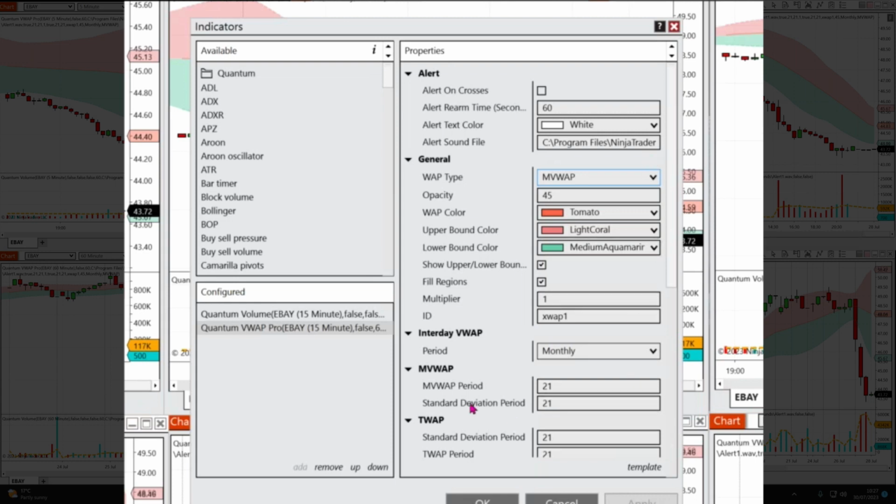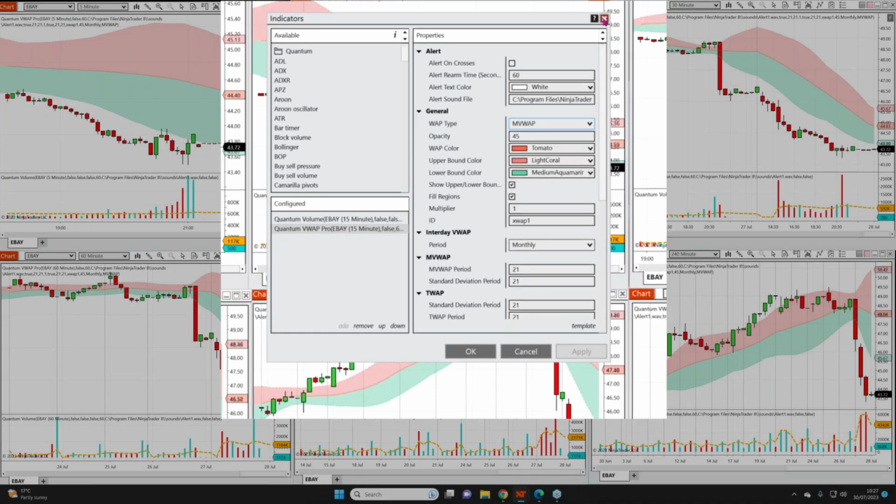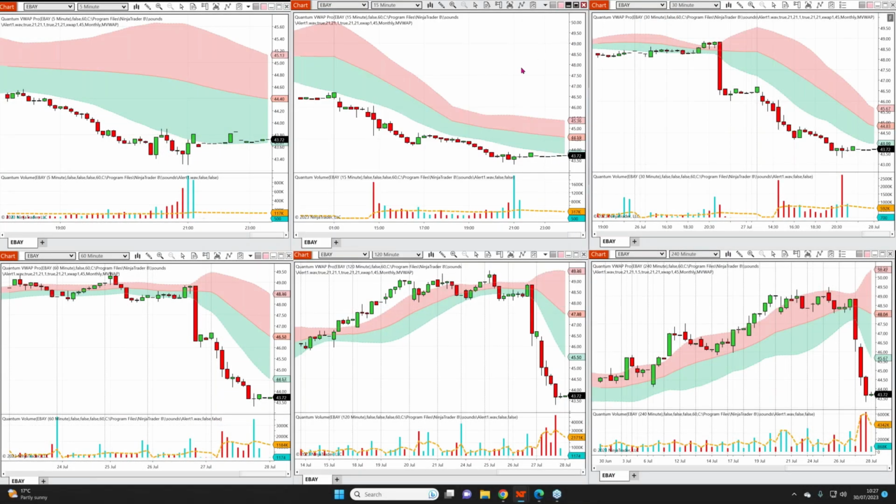You can see down here that for the MVWAP, we have a period of 21 set. That's the default. And on this particular chart, I've got the multiply set, which is our envelope setting for our standard deviation. This is defaulted to 1, and on one or two of the other charts, I've actually increased that to 1.5. The stock we're looking at here is eBay. On the initial version, we looked at Caterpillar with the ticker CAT. Here we're looking at eBay.